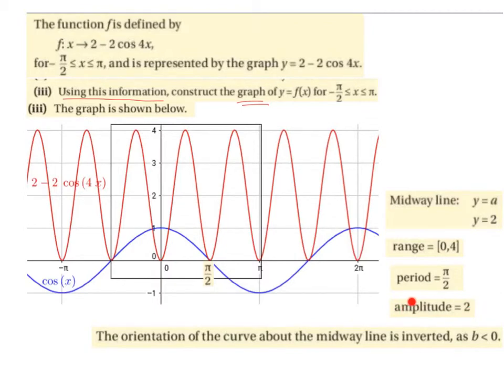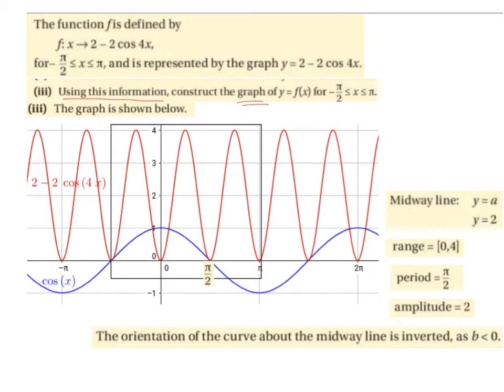The amplitude is 2. So if this is the midway line, then 2 above it is going to be the maximum point of the graph, and 2 below it is going to be the minimum point of the graph. And the orientation of the curve is inverted, which means it's flipped upside down. So that's again why it's N-shaped as opposed to U-shaped. So what we see in the black box is the section of the graph that we needed to draw.